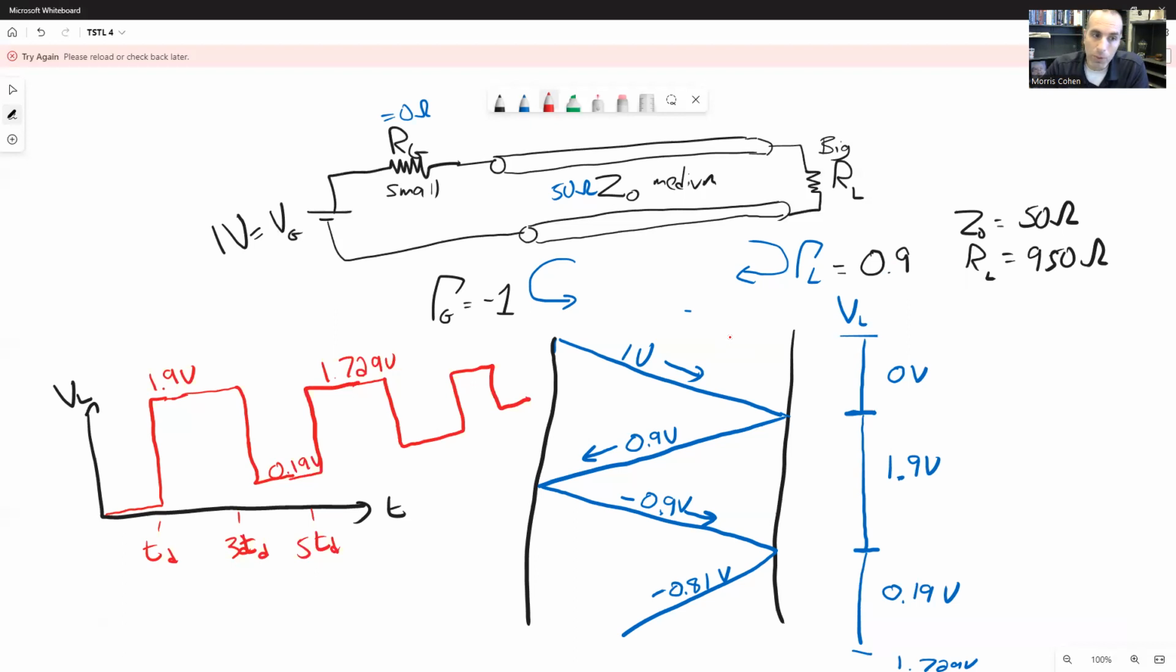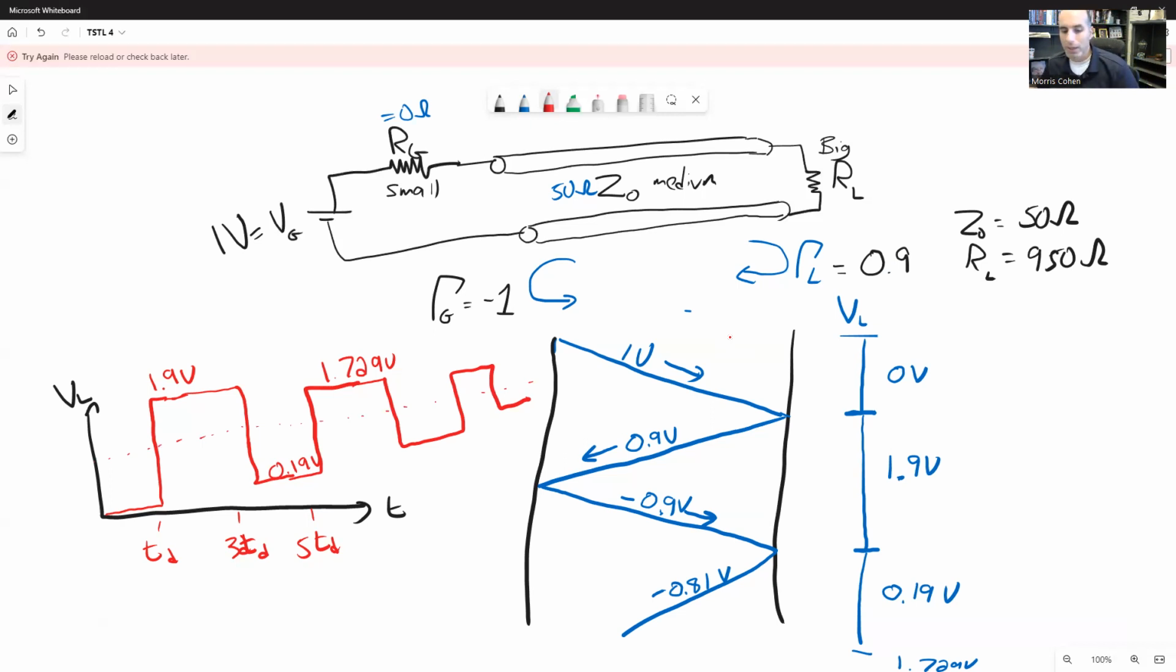The first overshoot was at 1.9. The next overshoot was at 1.729. The next overshoot is going to be a little smaller. It's eventually going to converge on 1 volt, right? This is 1 volt right here. And this is where things are going to eventually walk towards. But it's going to take some time to get there.